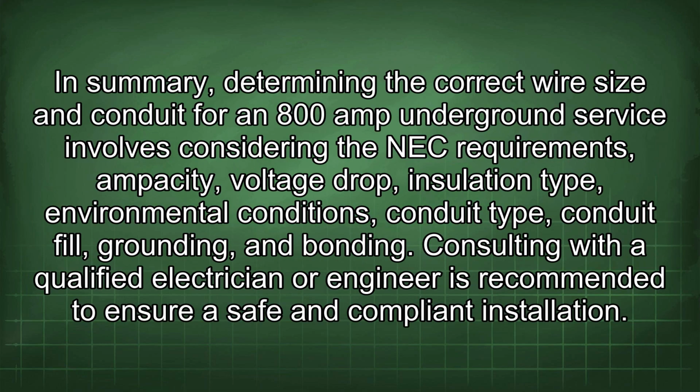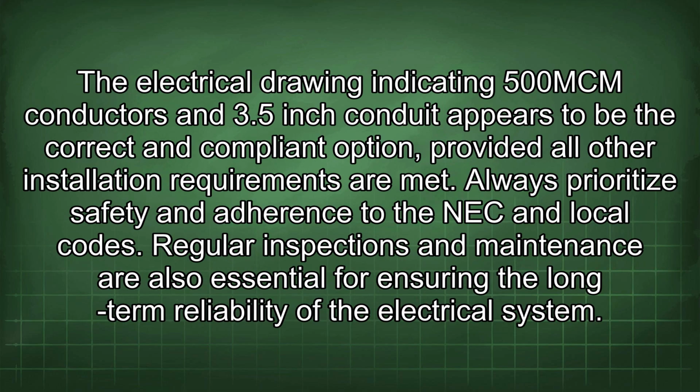In summary, determining the correct wire size and conduit for an 800 amp underground service involves considering the NEC requirements, ampacity, voltage drop, insulation type, environmental conditions, conduit type, conduit fill, grounding, and bonding. Consulting with a qualified electrician or engineer is recommended to ensure safe and compliant installation. The electrical drawing indicating 500 cm conductors and 3.5-inch conduit appears to be the correct and compliant option, provided all other installation requirements are met. Always prioritize safety and adherence to the NEC and local codes.